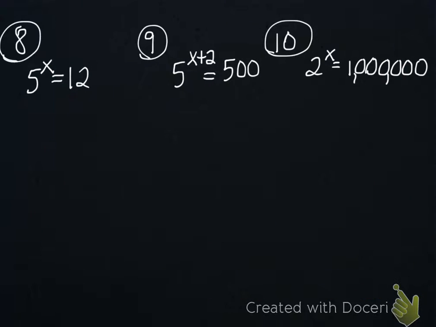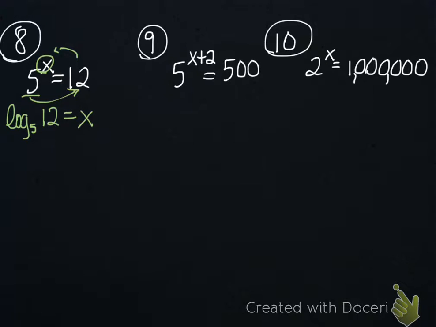Number 8. It's not written as a log. X is in the exponent, so I have to turn it into a log to get x by itself. So I would write log, what's my base? 5, of 12 equals the exponent, x.